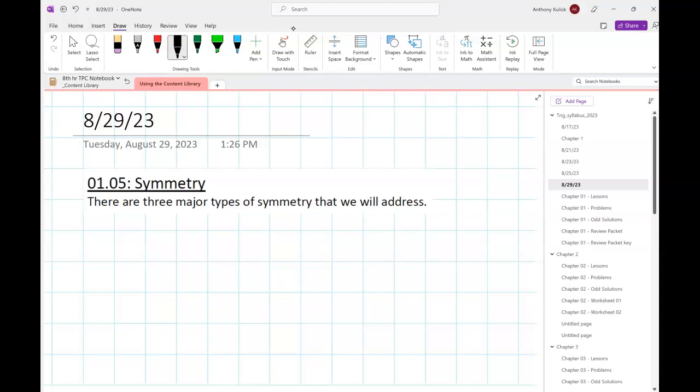We're going to continue that discussion today, this time talking about symmetry. So again, this is an attribute that a function can have. So there's 3 types of symmetry that we're going to talk about. The first is symmetry with respect to the x-axis.